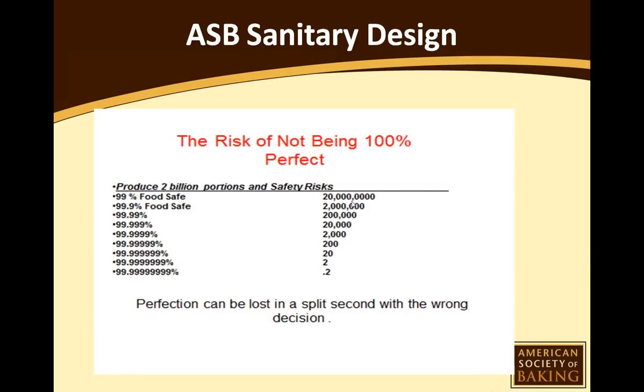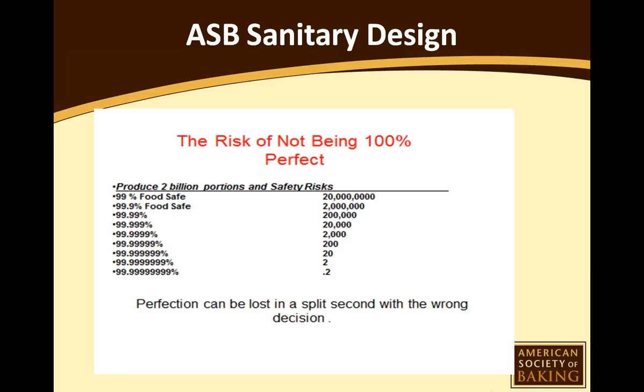The risk of not being 100% perfect is shown in this slide. The food industry is familiar with high-speed, high-capacity production equipment capable of putting out hundreds of portions per minute and billions of portions over its life cycle. Let's put this in perspective. If you had an asset that produced 2 billion portions, 99% means that you would expect 20 million defects. 99.999% equates to 20,000 defects. I believe you get the picture.